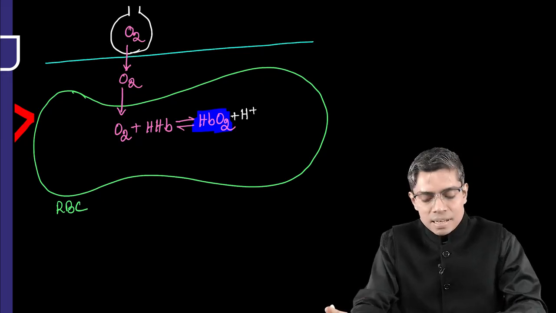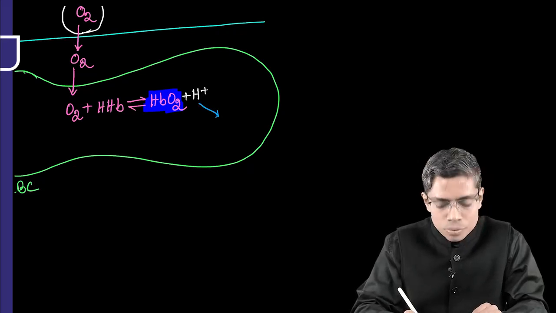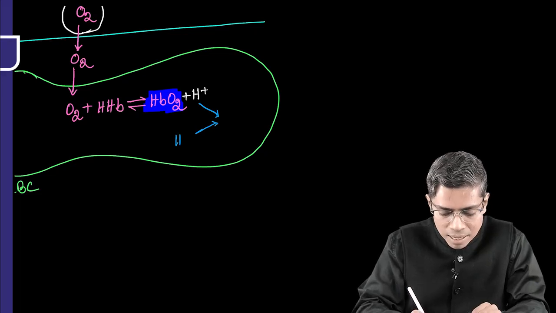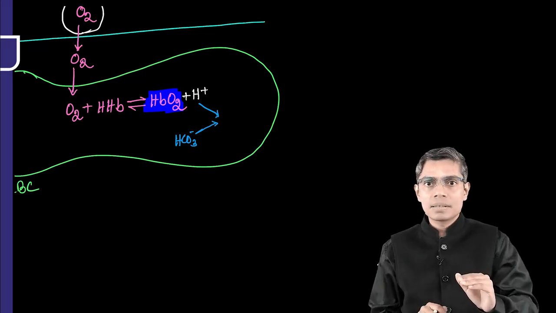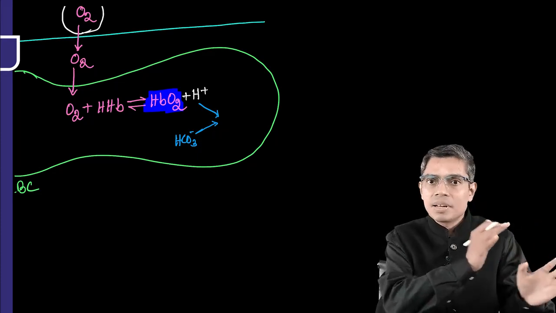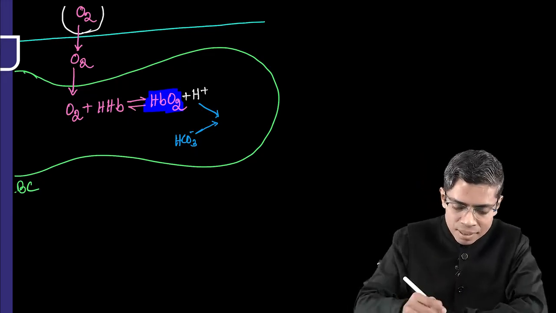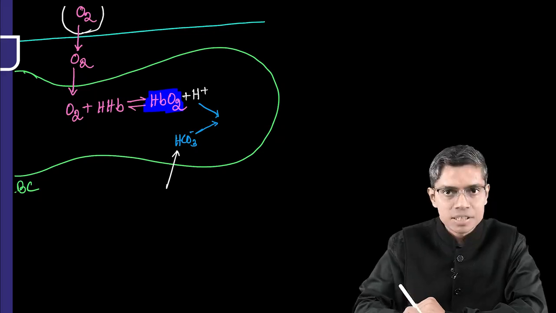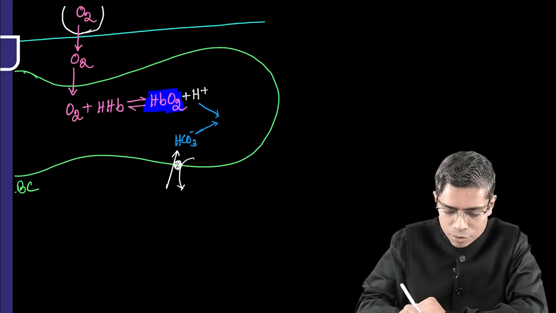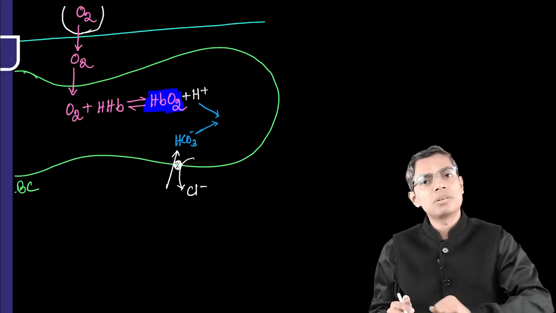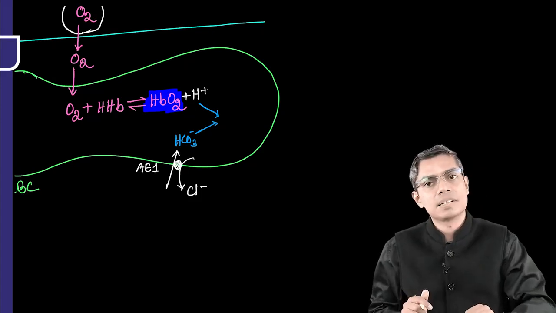Now whenever this H plus ion is released, it is going to react with the bicarbonate ion. Now where is this bicarbonate coming from? Bicarbonate was already thrown out of the RBC at the level of venous blood. Whenever the RBC reaches the level of lung, the reaction will move in the reverse direction, meaning bicarbonate will again enter inside the RBC, and chloride, which was high inside the RBC, will be thrown out of the RBC by the same transporter, the antiporter anion exchanger.